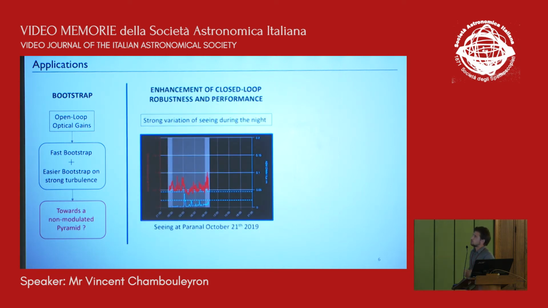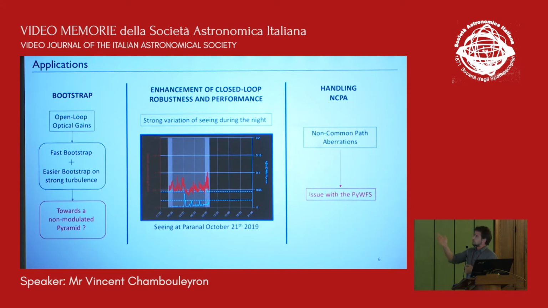Another point is to enhance the closed loop robustness and performance. For example, here is a little plot from 2 weeks ago at Paranal, the variation of seeing during the night. So we have strong variation, and following the optical gains like this with this kind of device, a modulation camera, is really helpful because we can update the interaction matrix at each frame and really follow the change of linearity of our pyramid. And it can also be really helpful for handling NCPA, the non-common path aberration, which is a big issue with the pyramid wavefront sensor.